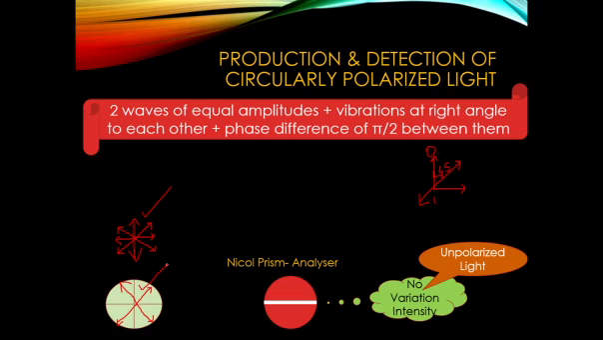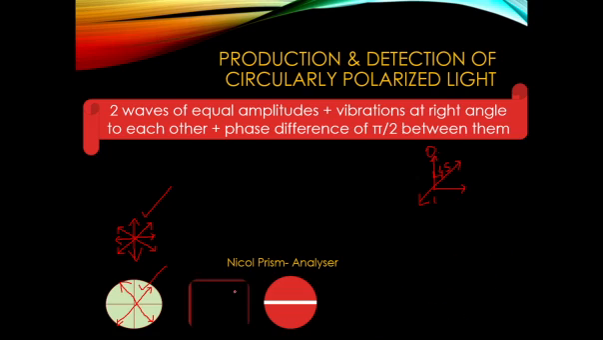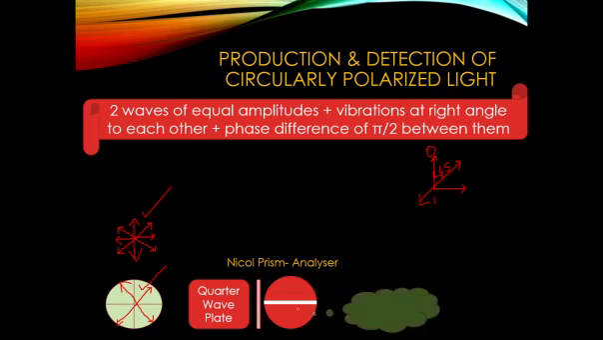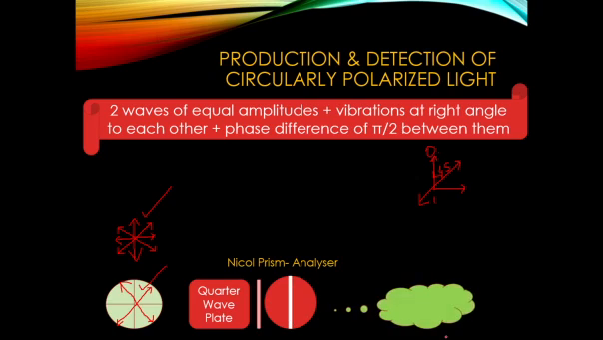So what do you do then? We use the same strategy we used for elliptically polarized light. First, it will be passed through a quarter wave plate. If a circularly polarized light is passed through a quarter wave plate, it will become plane polarized light. Now if you analyze it, what will be the case? If the plane of the analyzer is perpendicular to the plane of the polarized light, then you'll get zero intensity, while if it is parallel, then you'll get maximum intensity.